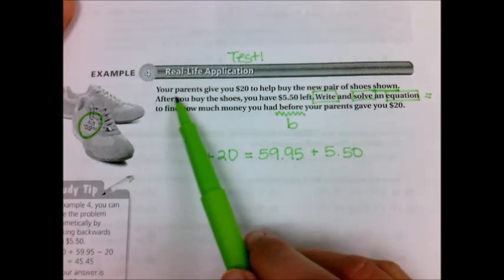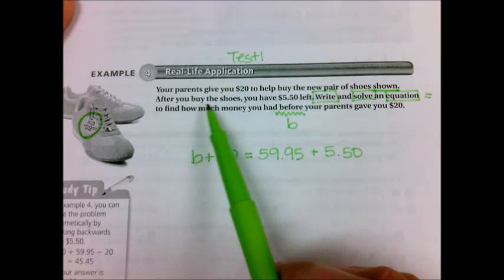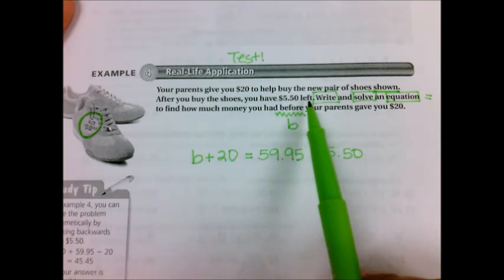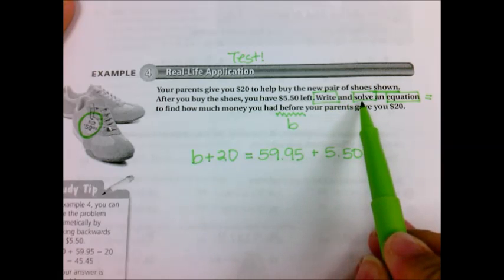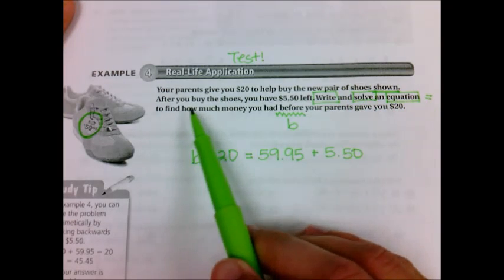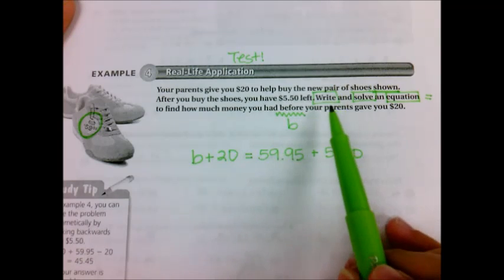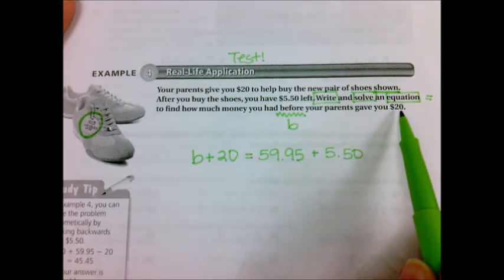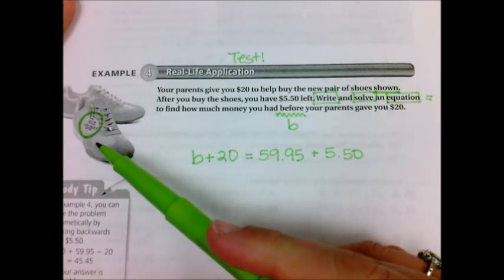So example 4 says your parents give you $20 to help buy the new pair of shoes that are shown. After you buy the shoes, you have $5.50 left. Write and solve, so that's 7.1 and here's 7.2, an equation, which means equals, to find how much money you had before, I'll use the variable b, your parents gave you $20.